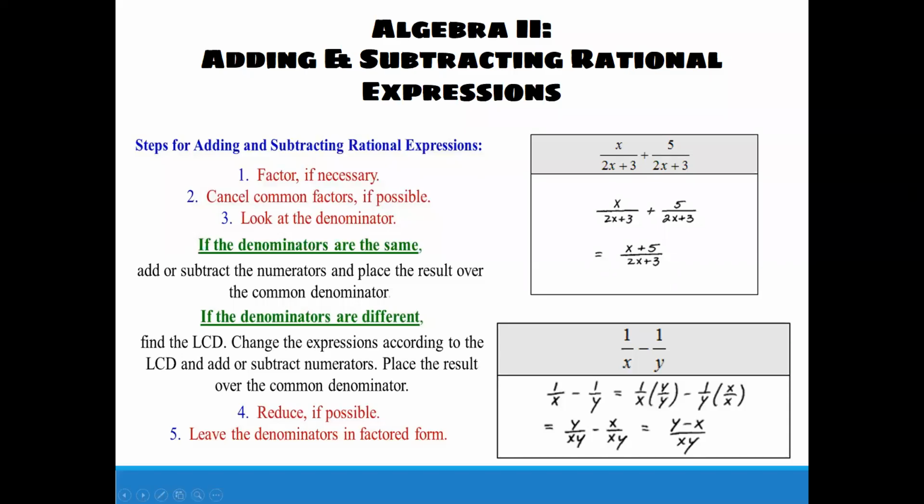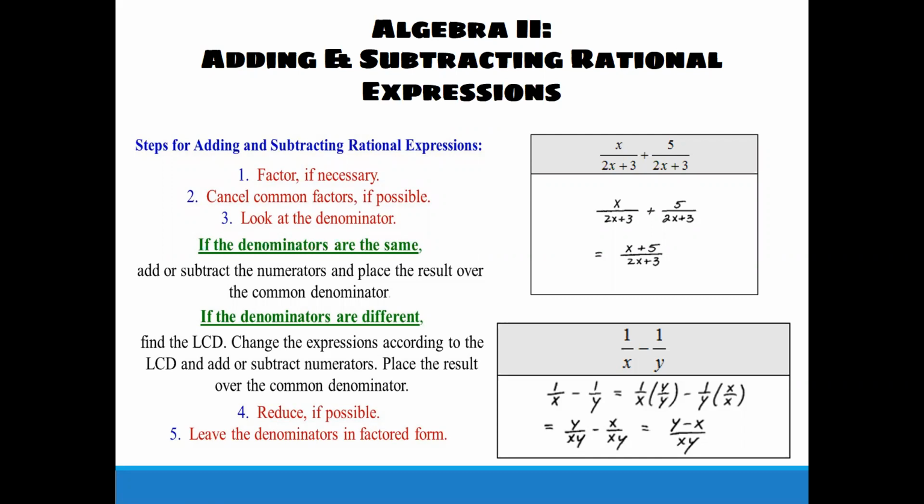So for our second lesson, we're going to add and subtract rational expressions. We have kind of a list of things that we need to look for. First thing we're going to do is factor if necessary. So we're going to have two fractions. That's what our rational means. Expressions just means we don't have an equal sign.